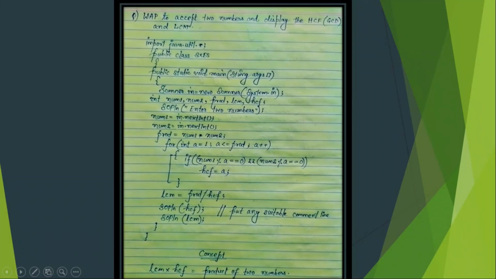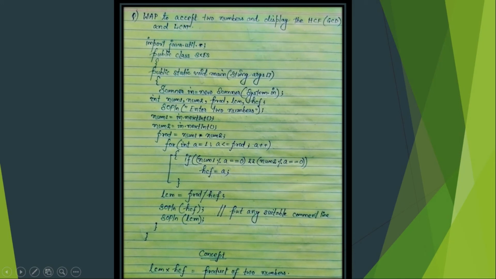Write a program to accept two numbers and display the HCF, which is also known as GCD, and the LCM. HCF means highest common factor, or GCD. GCD is greatest common divisor, same thing. And LCM is lowest common multiple.